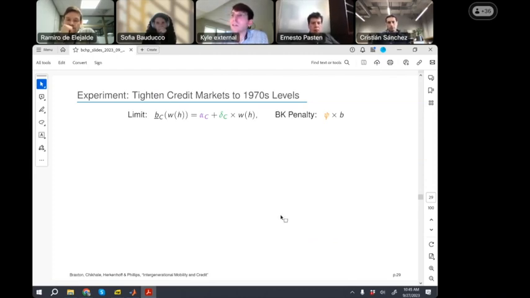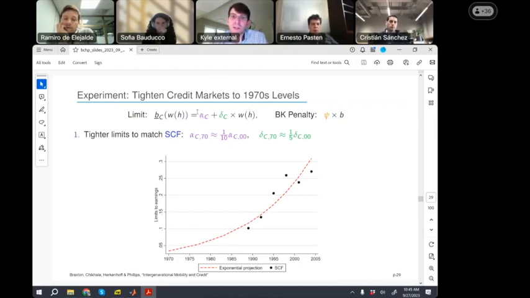So the credit limit is given by a constant and a slope, and the bankruptcy penalty is just a constant times the amount on which you default. Now, the way that we're going to do the counterfactual is we're going to estimate what alpha C is in the 1970s to match average credit limit to earnings ratios. So on the x-axis is the year of the SCF, on the y-axis is credit limit to earnings. SCF actually doesn't collect credit limit data until 1989. So what we do is fit an exponential regression here to project the limits back to the 1970s.